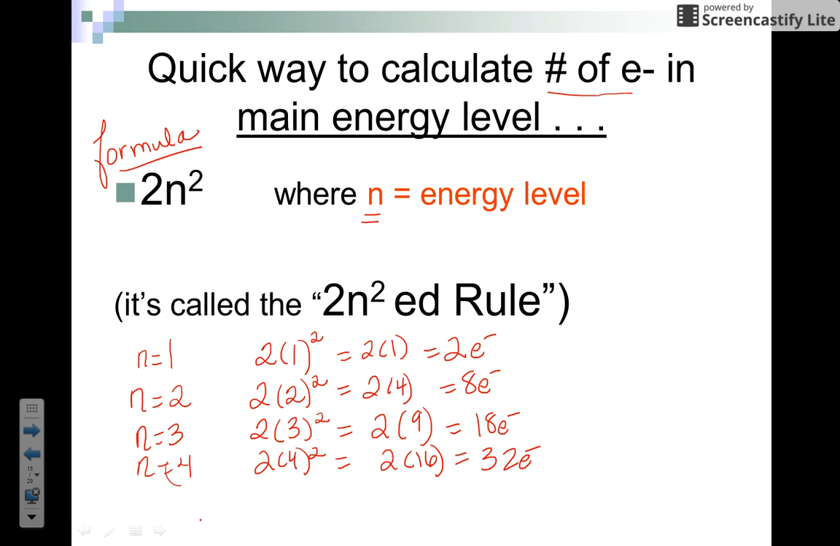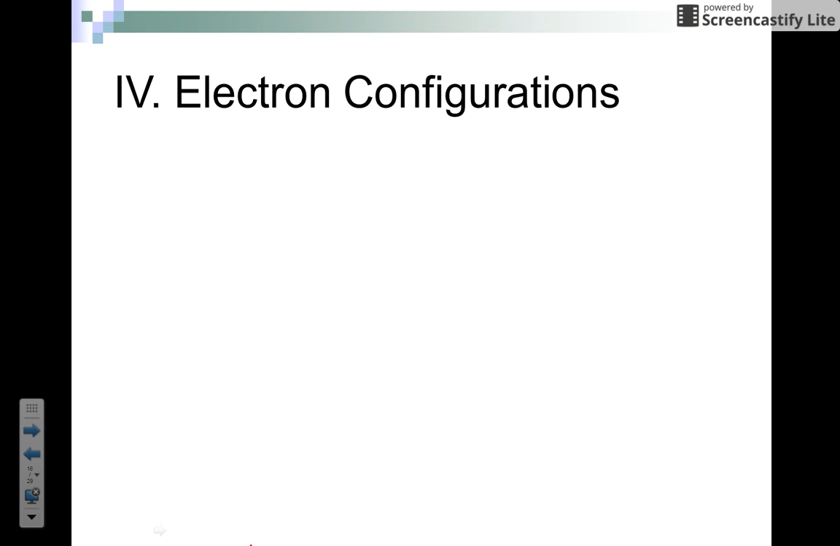Now, we don't have enough elements that actually exist to fill up the entire seventh energy level. But theoretically, if we were to look at what would be the maximum amount of electrons that could fit in the seventh energy level, you're going to plug into the 2n squared rule. And that's going to give you 2 times 7 squared, which is 2 times 49. If you multiply 2 times 49, we get 98 electrons could fit in the seventh energy level. Now that's through quantum theory.